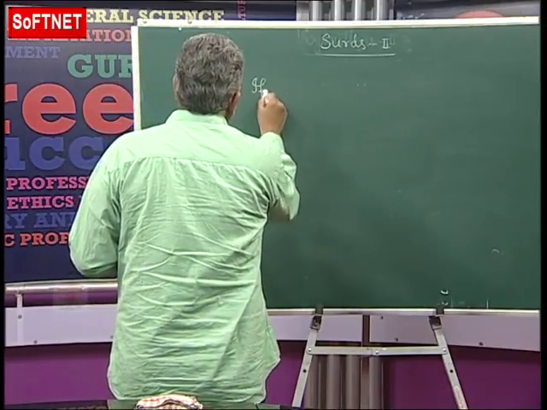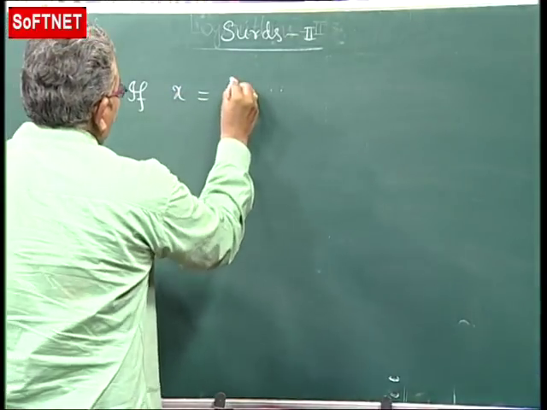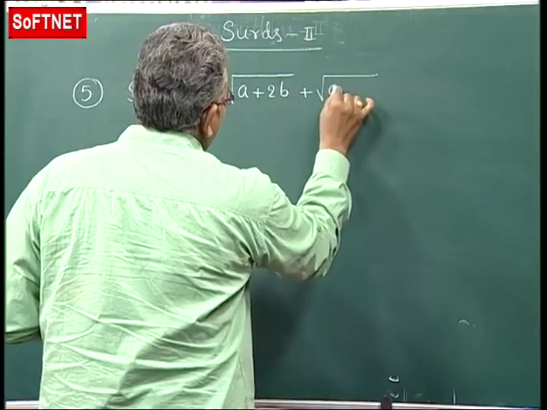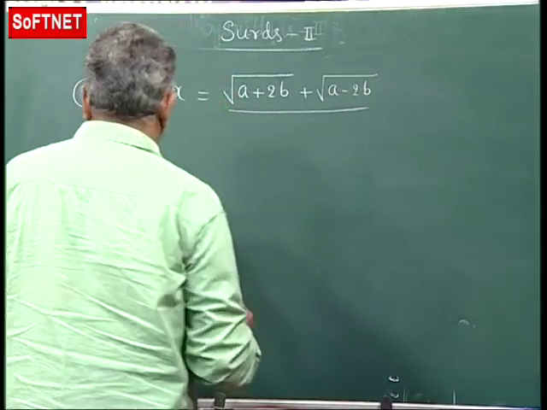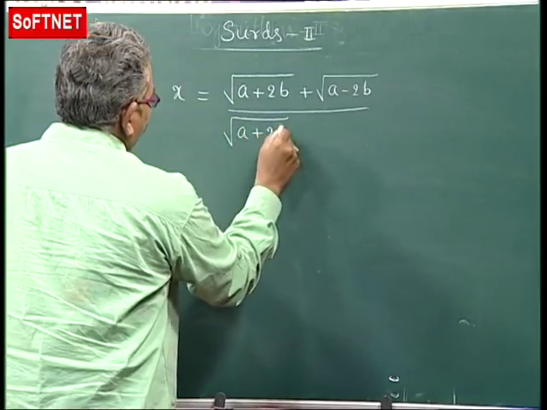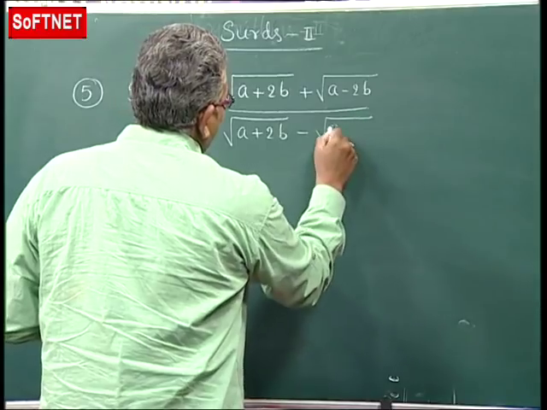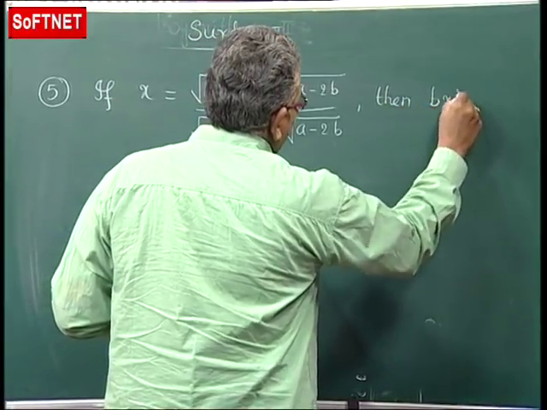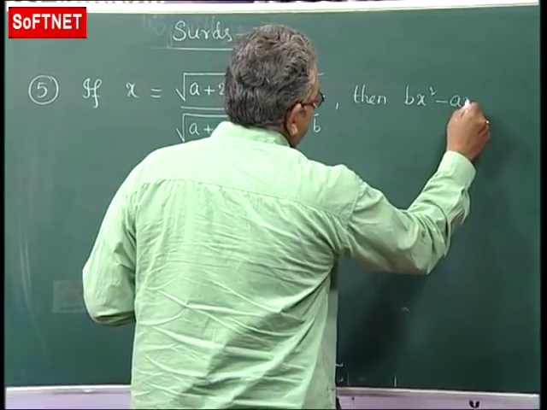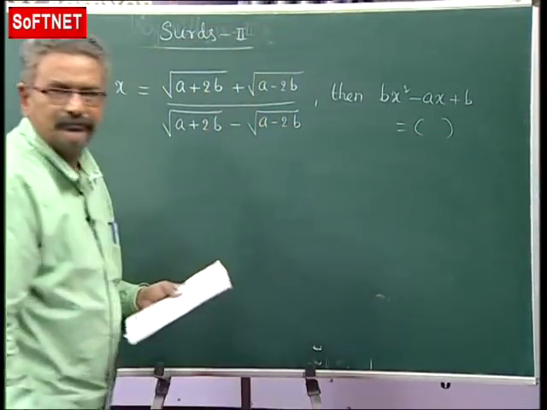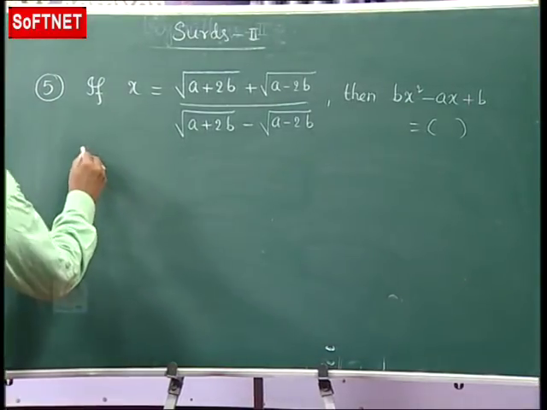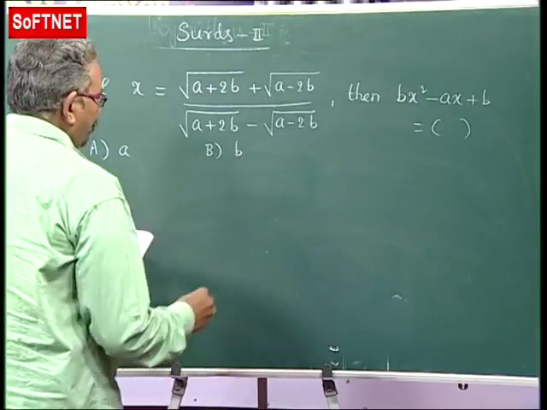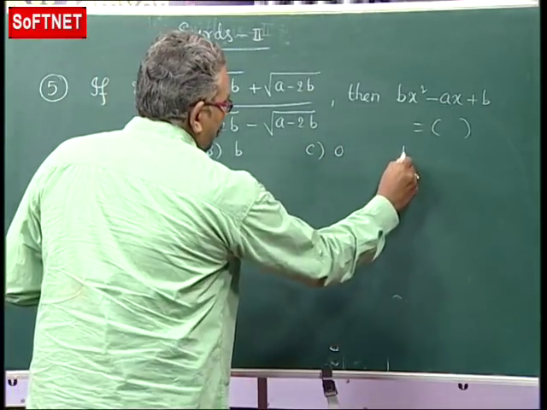If x is equal to root of a plus 2b plus root of a minus 2b, by root of a plus 2b minus root of a minus 2b, then bx square minus ax plus b equals to, okay, options: a, b, c 0, d 1.